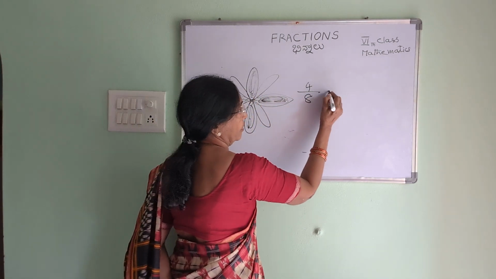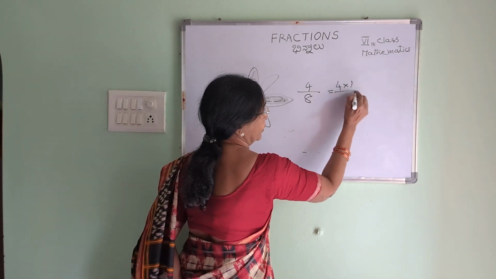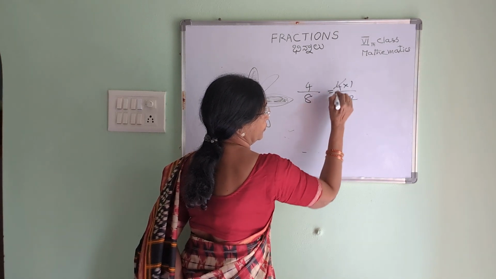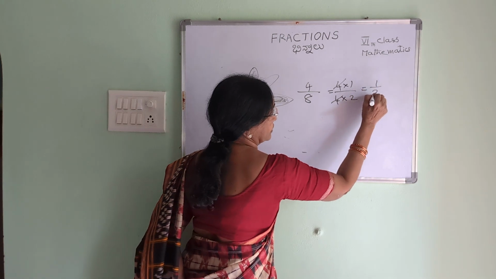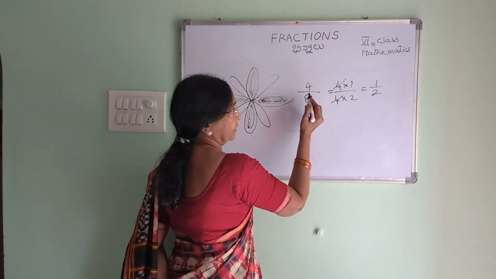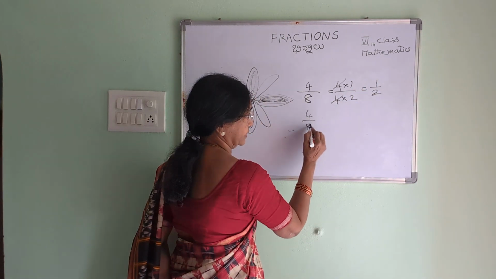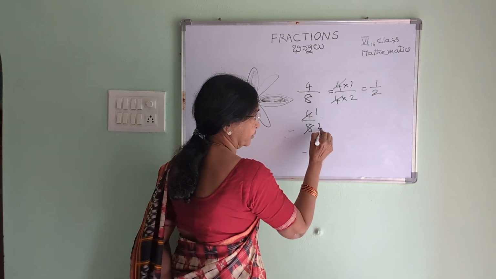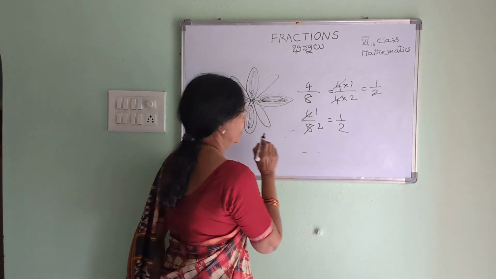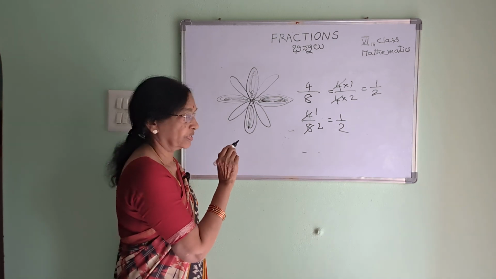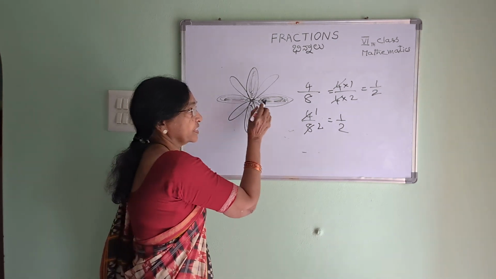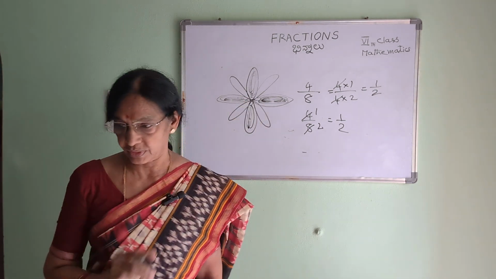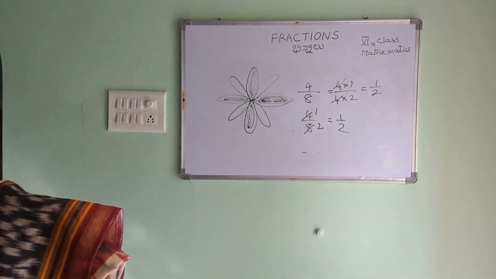4 by 8. Or this can be written as 4 into 1, 4 into 2. 4 gets cancelled. That is equal to 1 by 2. Or we can do it as 4 by 8, 4 ones, 4 twos. Therefore this is equal to half. So half is the fraction which is colored in that figure.